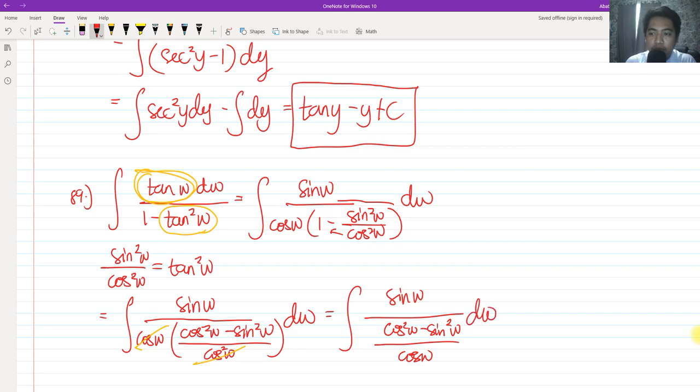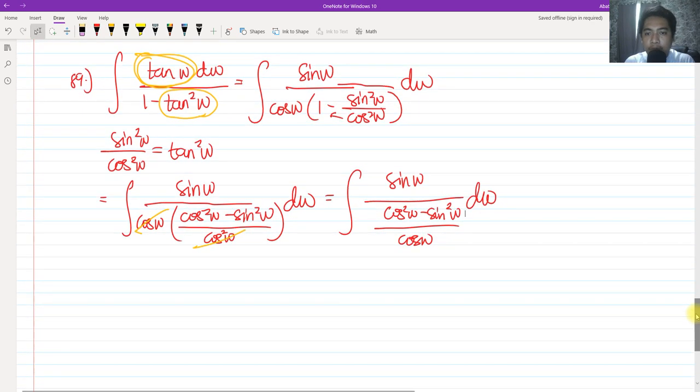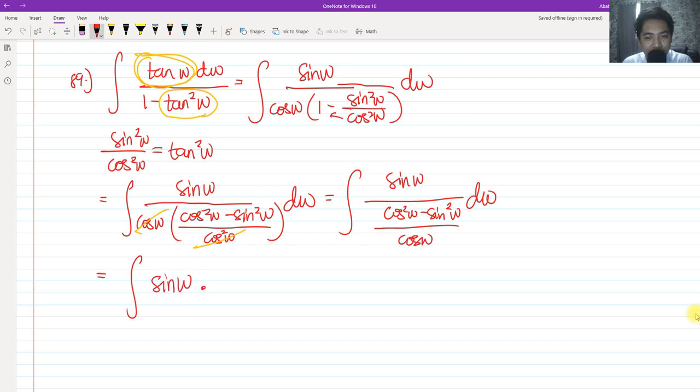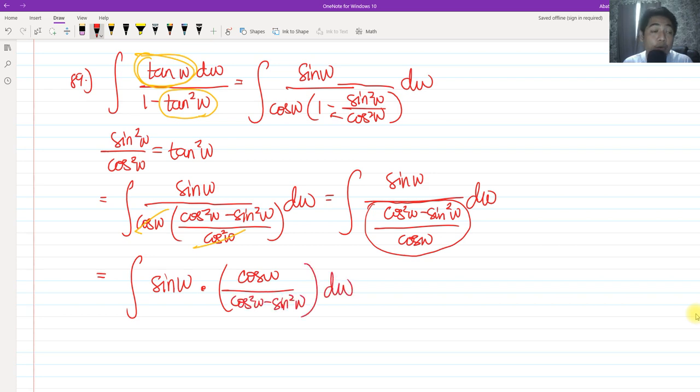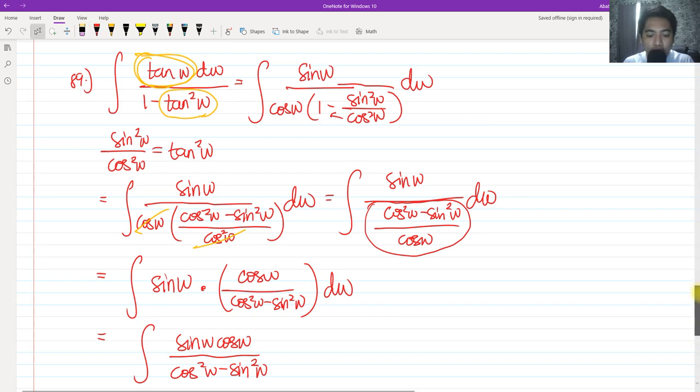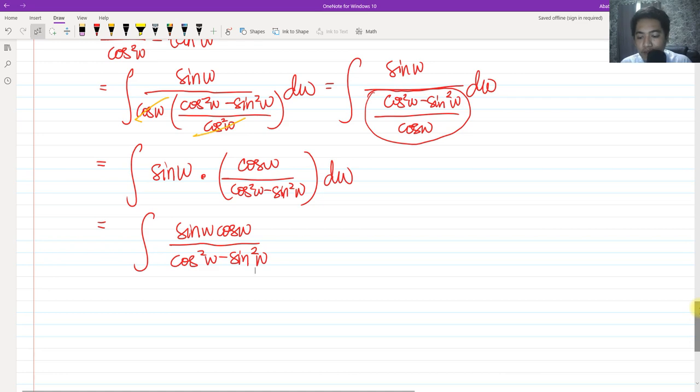So we have sine w all over cosine squared w minus sine squared w all over cosine w. This is a complex fraction. When we simplify that, it is sine w multiplied by the reciprocal of the denominator, so sine w multiplied by cosine w all over cosine squared w minus sine squared w. That's how we simplify it.